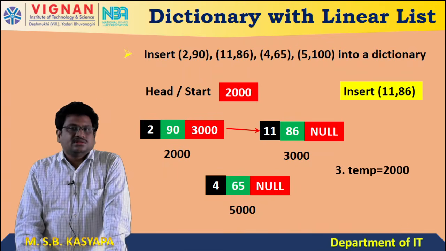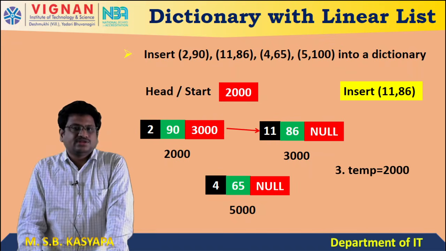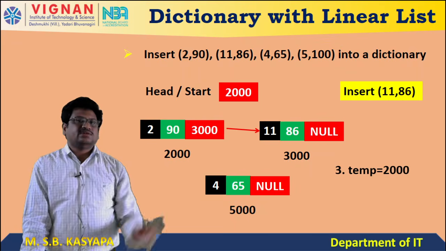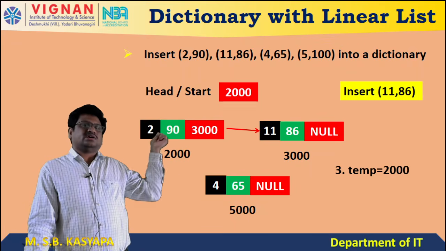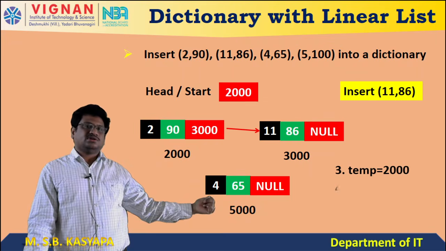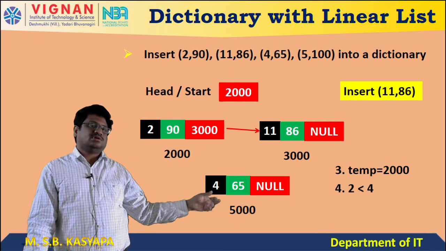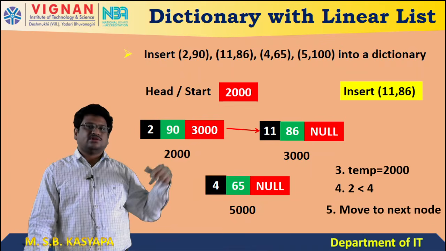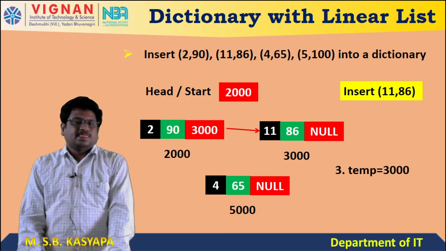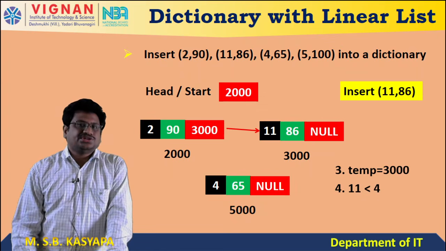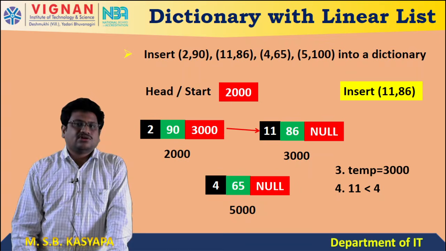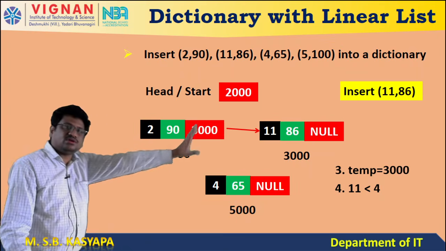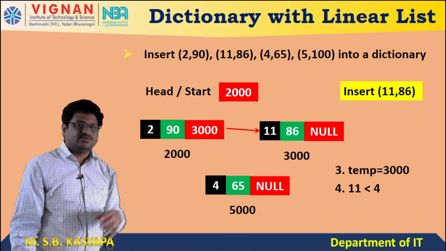The first step: temporary equals head. So the head value is 2000. Now the temporary value is 2000, and I check whether this 2000 key is less than this one or not. So 2 is less than 4. What is next? I need to move to the next one, which means 3000. Now the temporary value is 3000. Again I check whether this 3000 position's key is less than or not. It is not less than, it is a greater value. So that means I need to insert this 4 before 11. I need to insert 4 before 11.